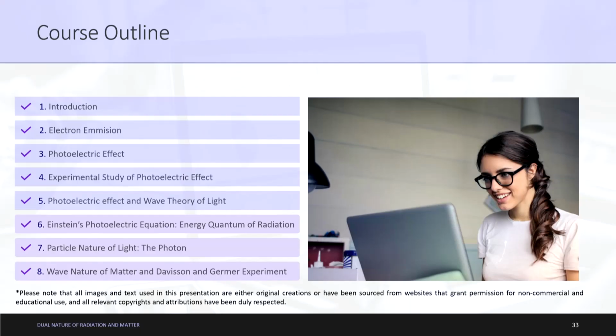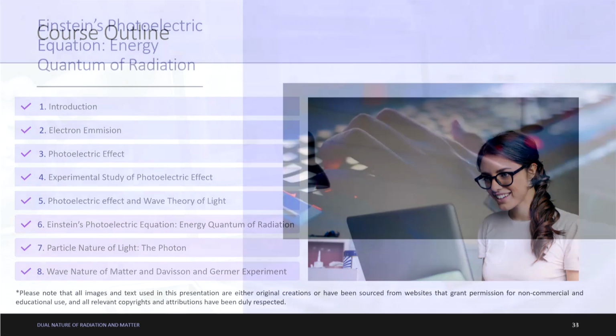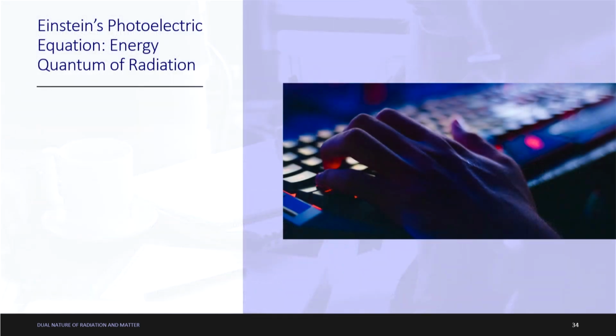Let's begin our discussion. Right now we are on the sixth part, that is Einstein's Photoelectric Equation, the energy quantum of radiation. In the previous lectures we have already completed the introduction, electron emission, photoelectric effect, experimental study of photoelectric effect, and wave theory of light. The equation part was already covered in the previous part of this lecture. Let's start with further discussions on this topic: Einstein's Photoelectric Equation, energy quantum of radiation.